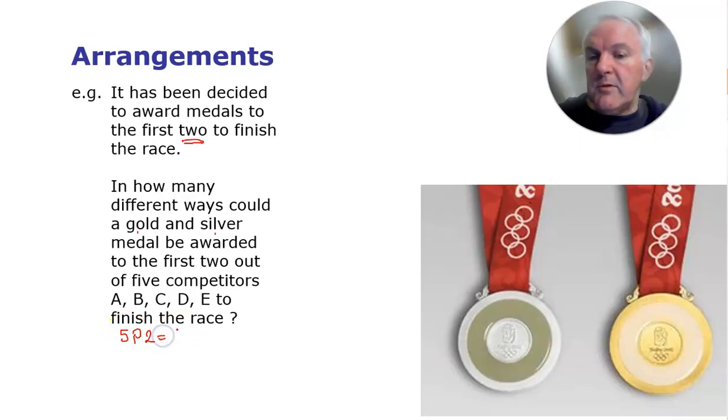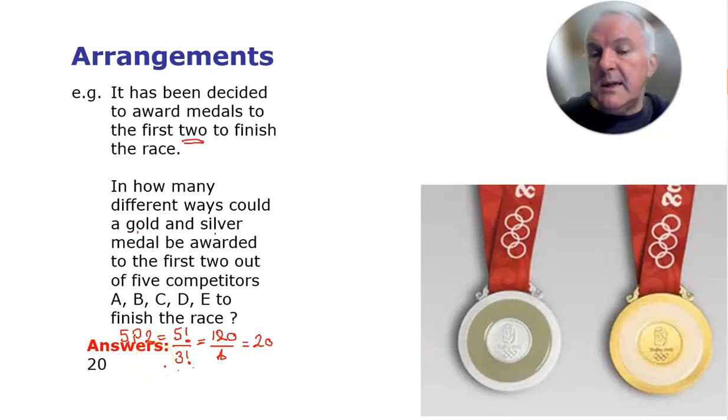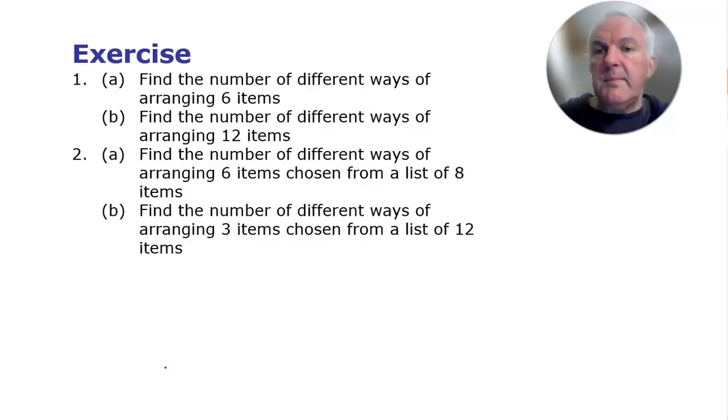Now, using my formula, remember, it's 5 factorial over 3 factorial, because 5 take away 2 is 3. And 5 factorial divided by 3 factorial gives me 20. Now, notice there's nothing wrong with just typing 5P2 into your calculator, letting the calculator tell you it's 20, and just writing down 20. That's more than acceptable. So a few questions in this exercise here.